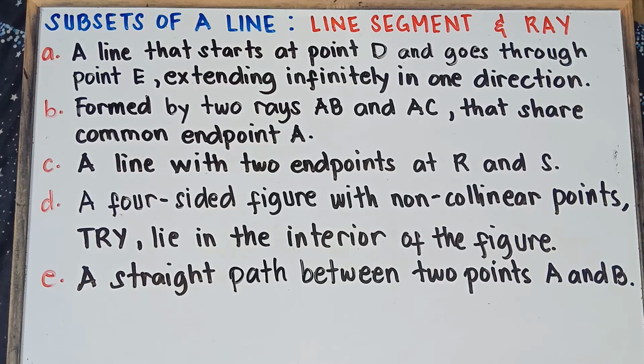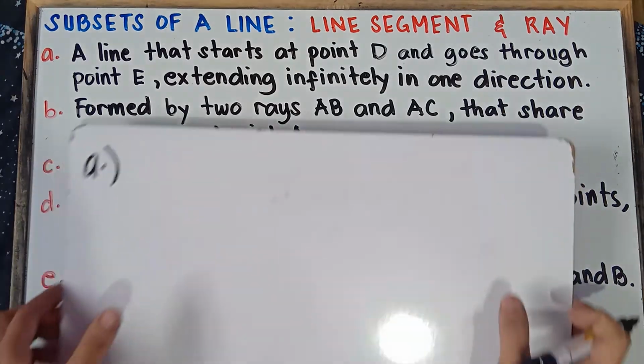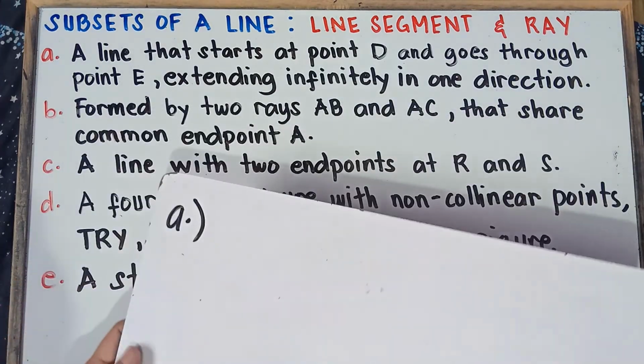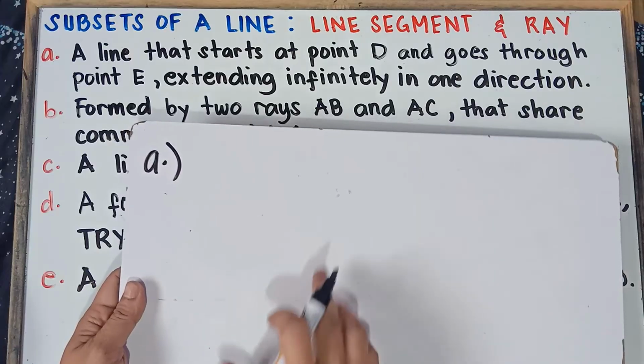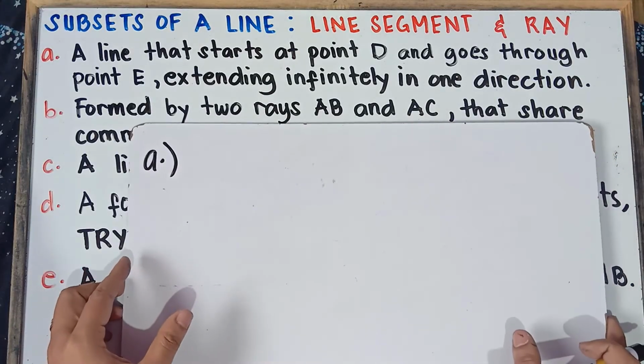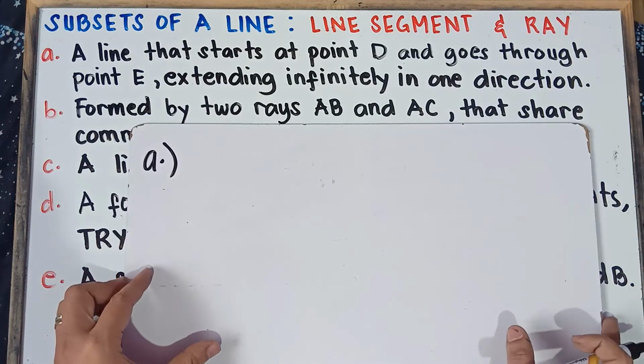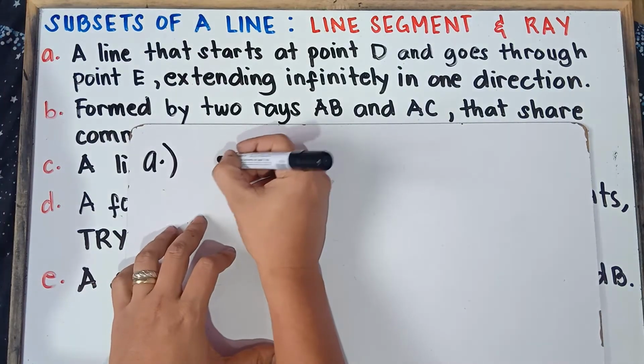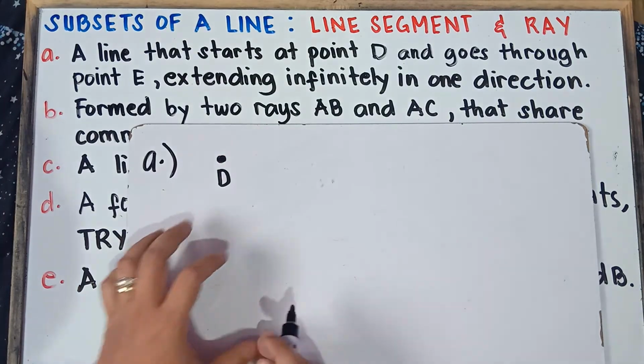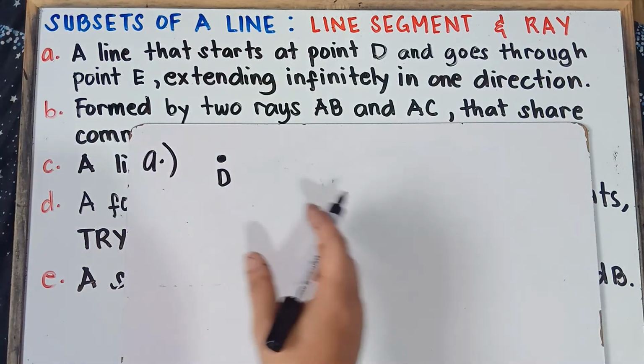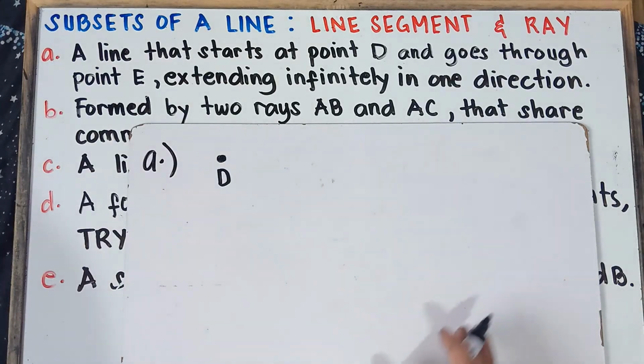So let's illustrate this one. Let's start with letter A. A line that starts at point D and goes through point E, extending infinitely in one direction. So therefore, this will be a ray. I will just put the illustration here. We don't have enough space. So letter A, a line that starts at point D. So the endpoint is point D. And then goes through point E, extending infinitely in one direction.